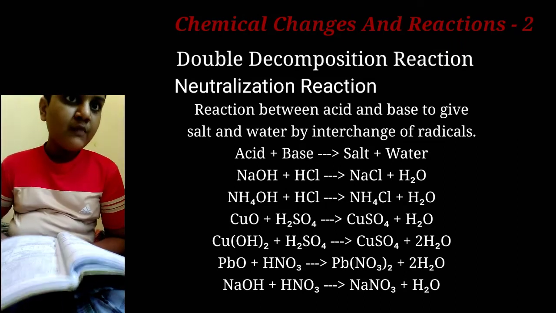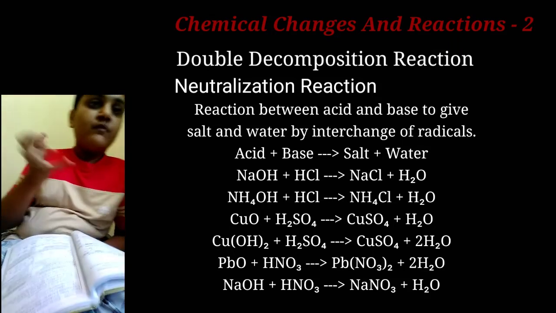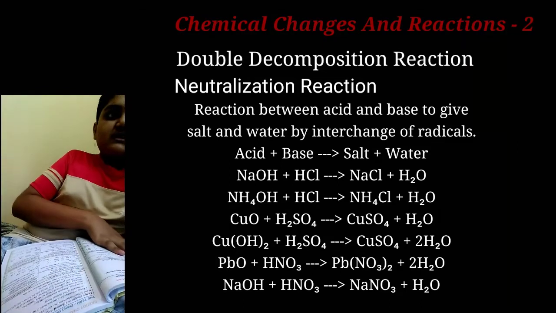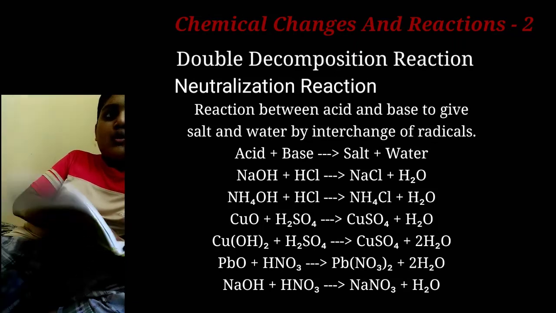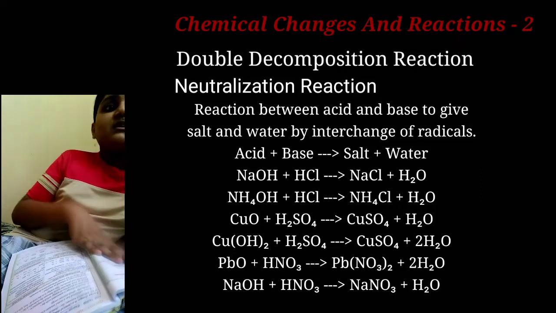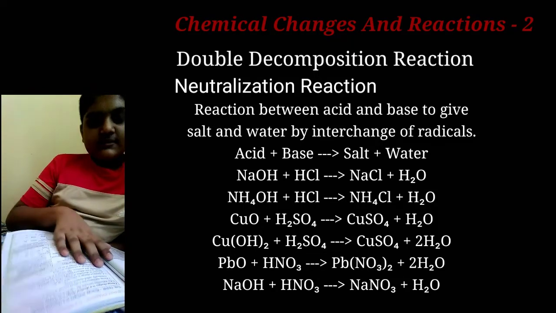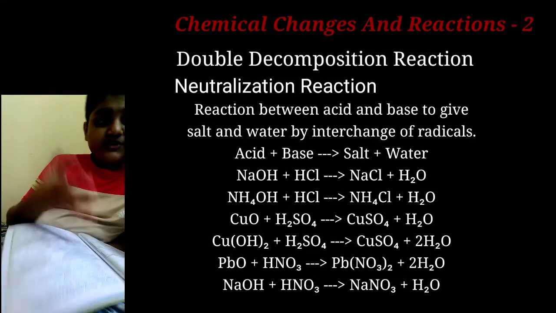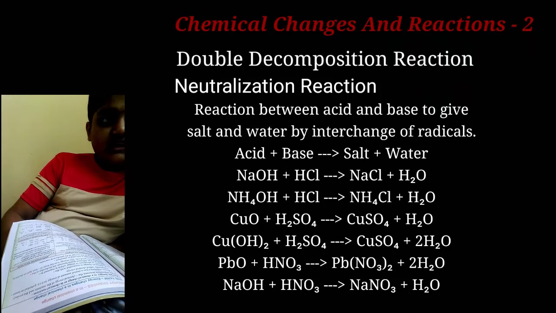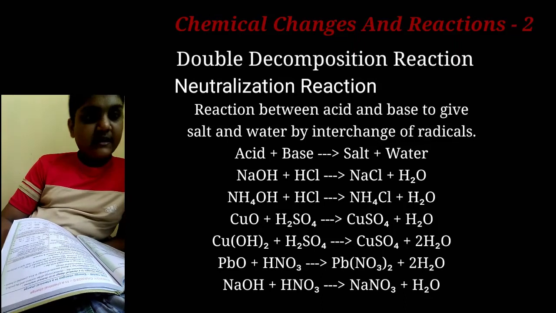Otherwise, learn one or two from precipitation and learn the colors of the compounds, like we discussed for some metallic hydroxides: iron 2, iron 3, lead, zinc, copper. And from neutralization, learn two or three, the others you keep in your mind. Complete the equation is a good question to ask. NaOH plus HCl gives NaCl plus H2O, which we discussed. NaOH plus HNO3 gives NaNO3 plus H2O. NH4OH plus HCl gives NH4Cl plus H2O.